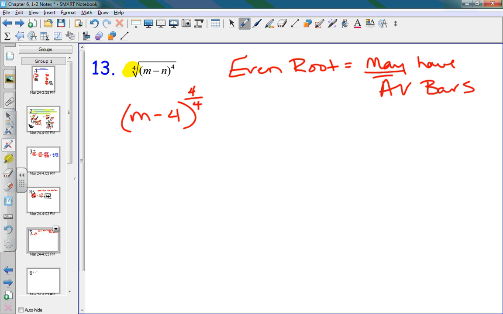Because I wrote the wrong thing. I said a 4 over there and I meant to write an n. Thank you very much. M minus n raised to the 4 over 4. What's 4 divided by 4? 1. So now I'm going to have m minus n raised to the first power.